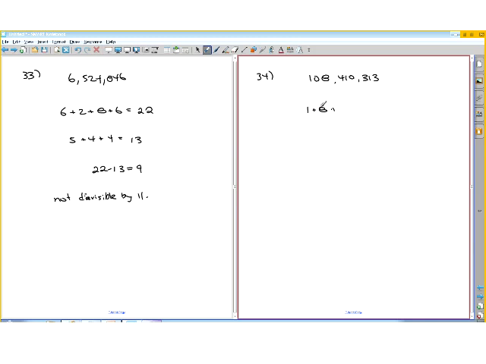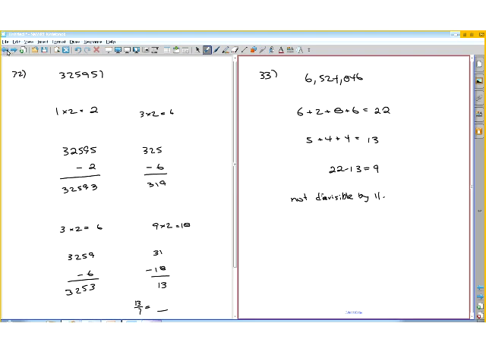Okay, so we're going to take 1 plus 8 plus 1 plus 3 plus 3. That's 10, 16. Take the other numbers, 0 plus 4 plus 0 plus 1, which is 5. Subtract the smaller from the larger, we get 11. 11 is divisible by 11, so it is divisible by 11.